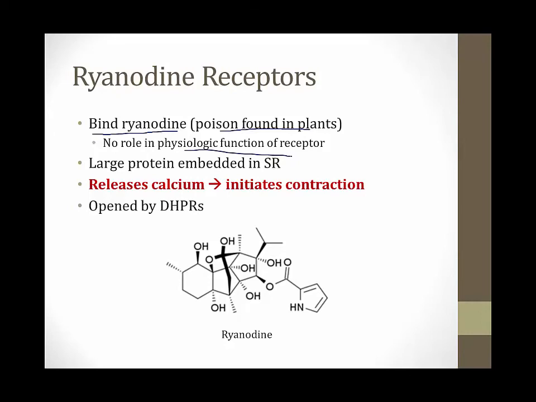Just like the dihydropyridine receptors, these are just proteins. They're large proteins. They're embedded in the sarcoplasmic reticulum. And the job of the ryanodine receptor is to release calcium and initiate contraction. And these ryanodine receptors are opened by the dihydropyridine receptors, so the two work together to release calcium and cause contraction.